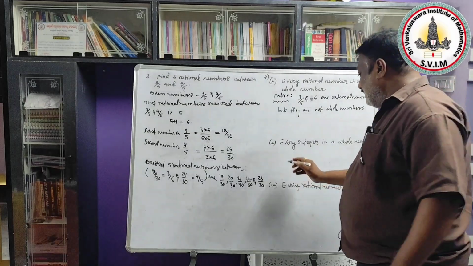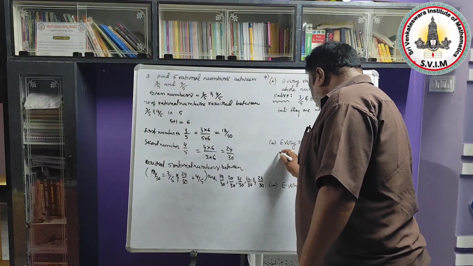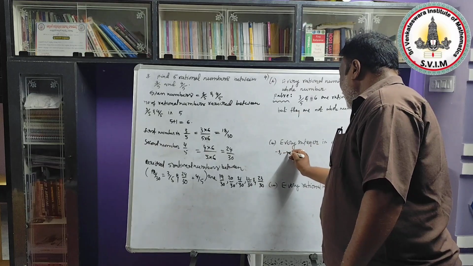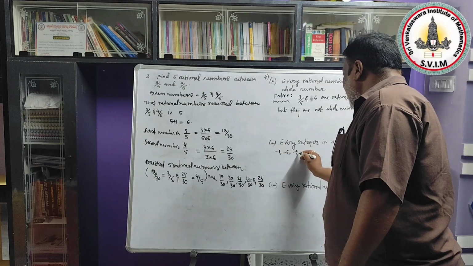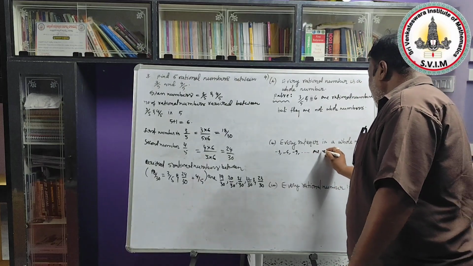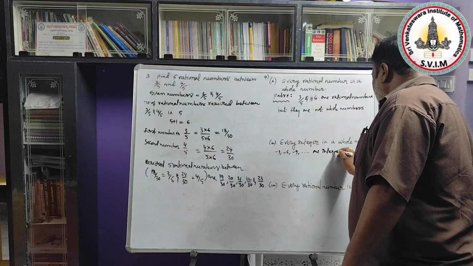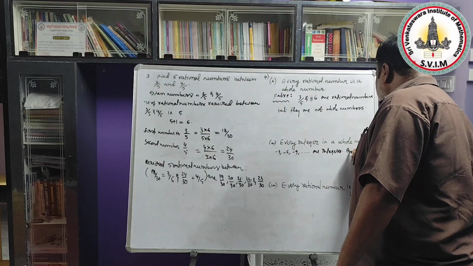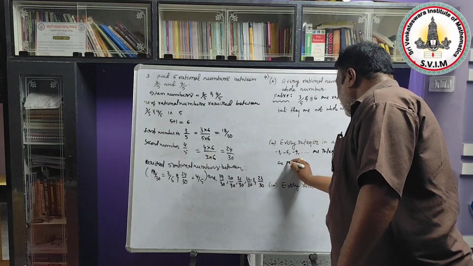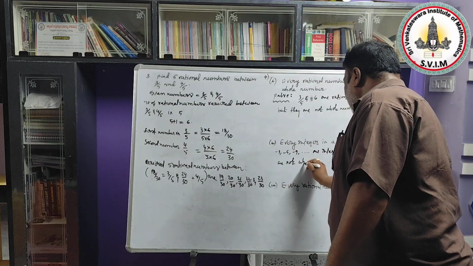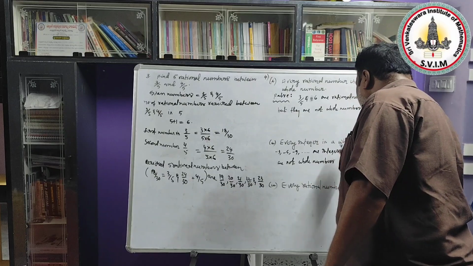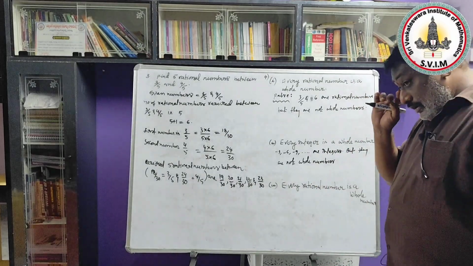Now listen to me. Negative numbers I am considering: minus 3, minus 5, minus 9 and so on. Whatever the negative numbers are, they are integers, but they are not whole numbers. That's all.